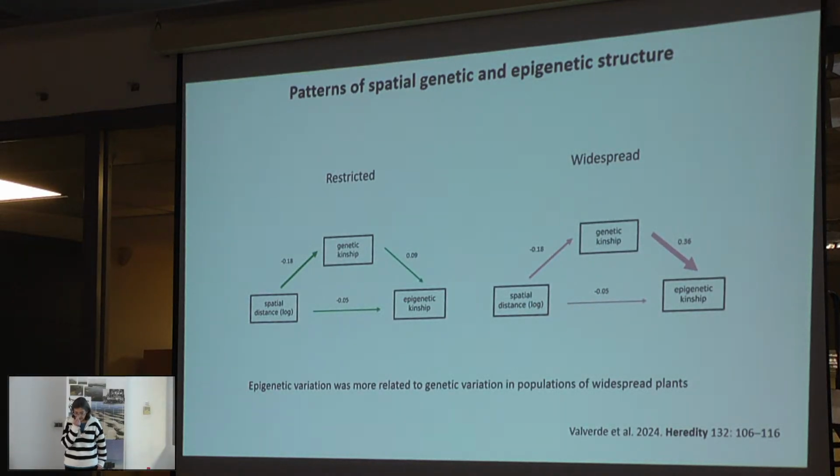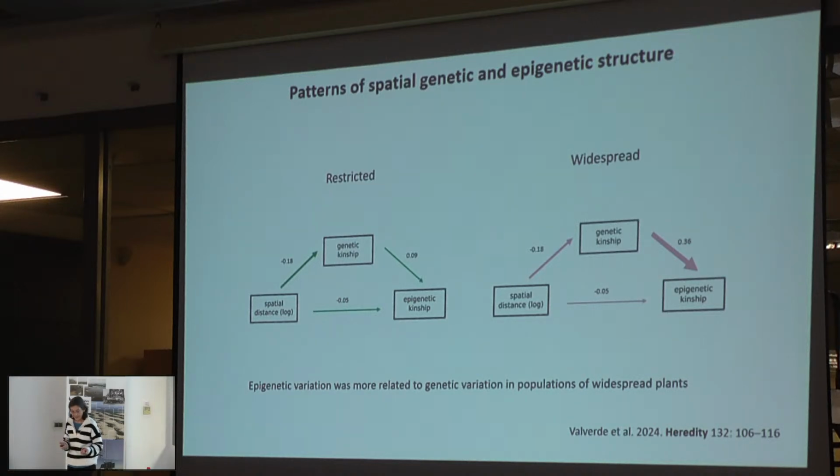And altogether the model showed that the relationship between spatial distance and genetic distance is more or less similar, but the main difference appears here in the relationship between genetic variability and epigenetic variability, showing that this is more or less clear in widespread species, but in those that are restricted to specific habitats that are much more stressful, is not so much.